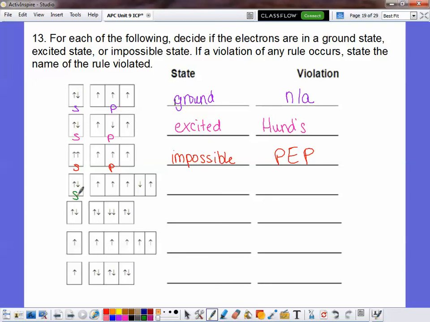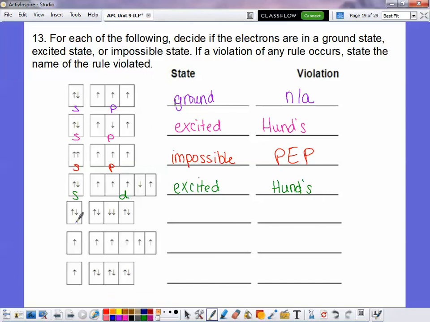Okay. All right, our fourth one. This one's an S. What is this sublevel? D. So what state are we in? Excited state because of this down arrow right here. So this one's just like our second one. We violated Hund's rule. Like I said, violating Hund's rule or the Aufbau principle is not bad. It's just that's excited. Okay?